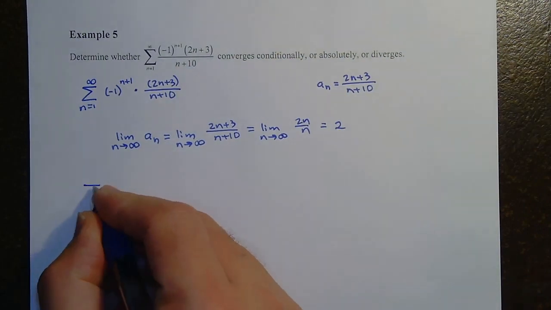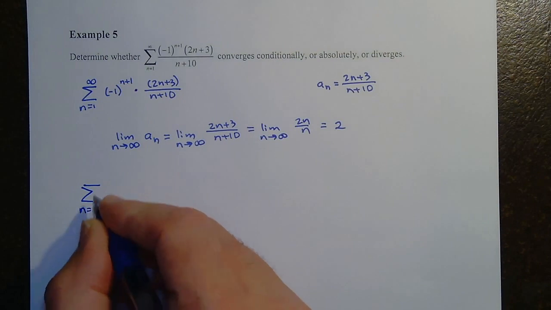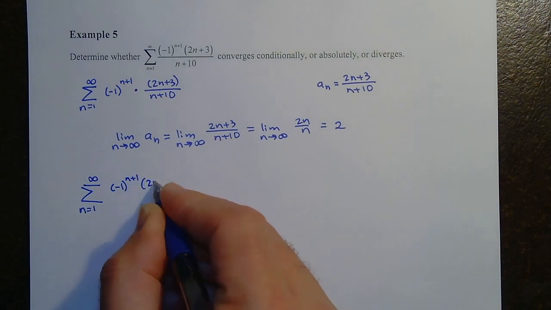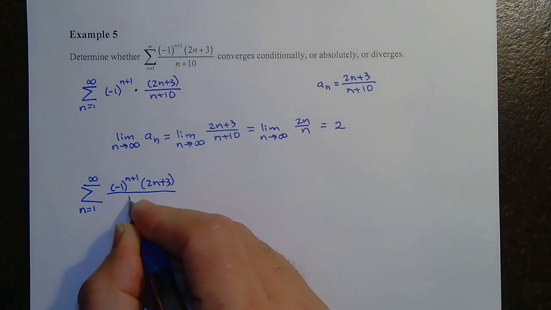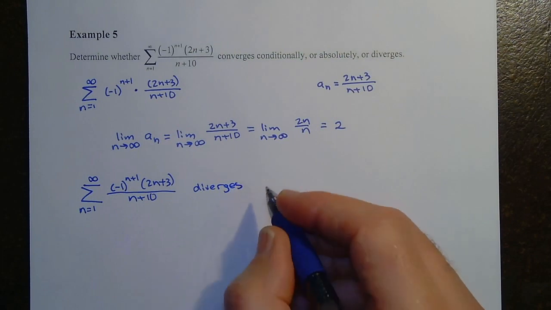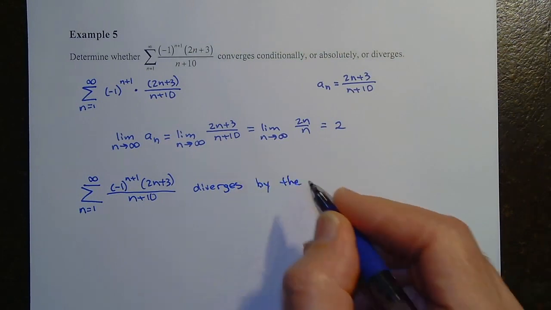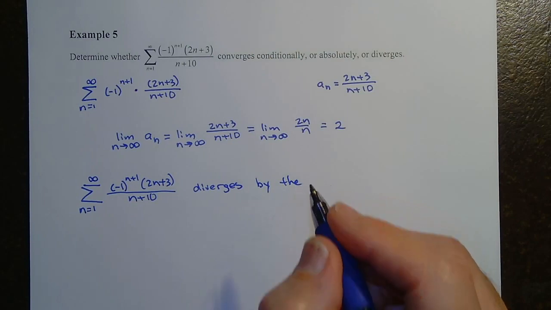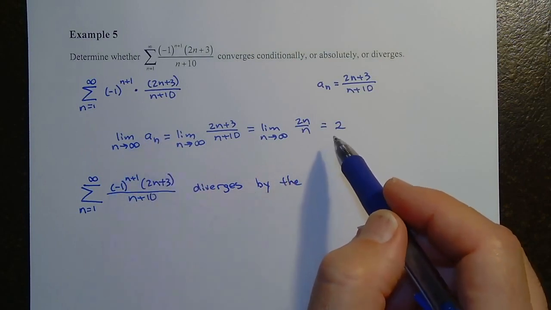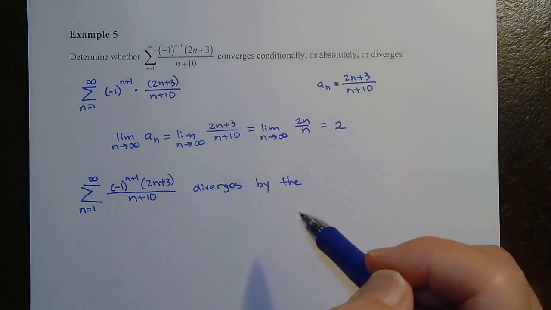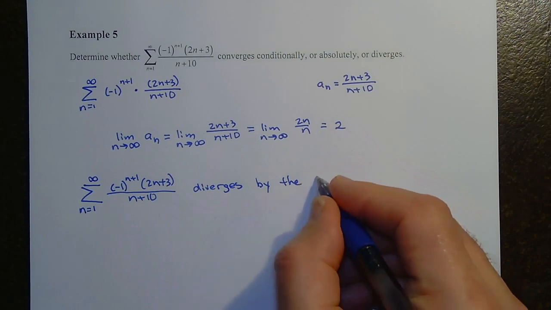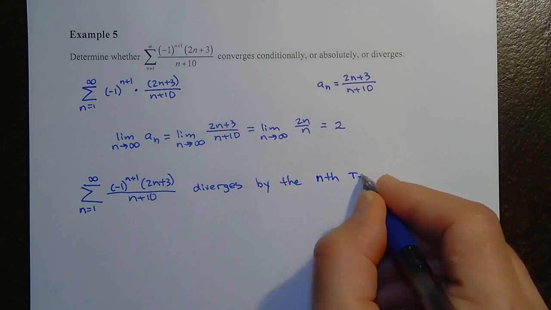Okay. So what we know is that this series, n equals 1 to infinity of (-1)^(n+1) times (2n plus 3) all over (n plus 10), diverges by the nth term test. And recall that the nth term test just says if you take the limit as n goes to infinity of the terms of the series, and it doesn't equal 0, then you know it diverges, right? If this doesn't come out to be 0, then it diverges. Okay, so it's really a test for divergence, not convergence. Okay, diverges by the, and I need to finish this, nth term test, and we're done.